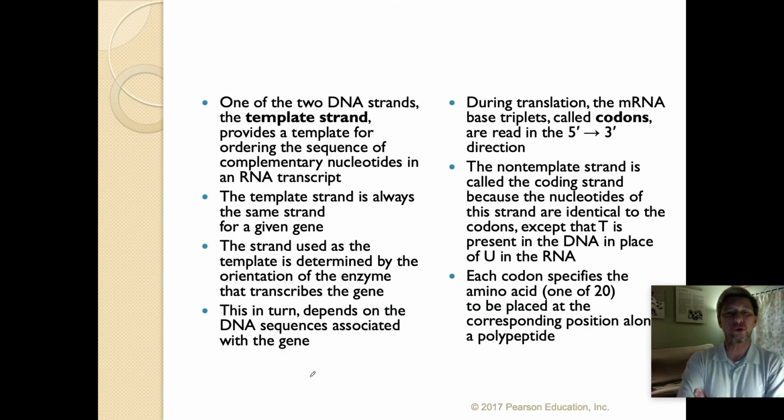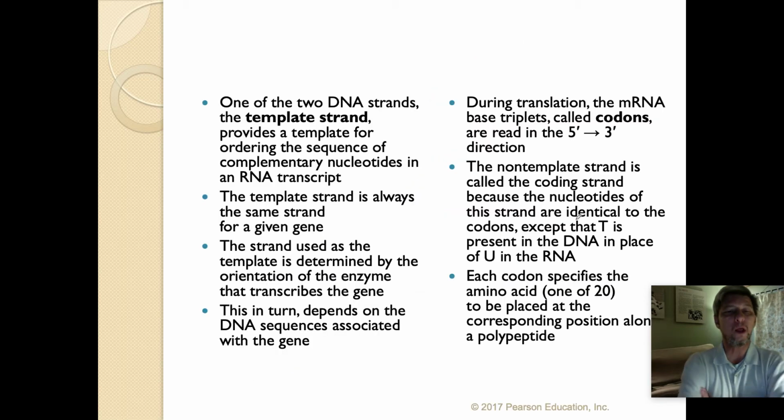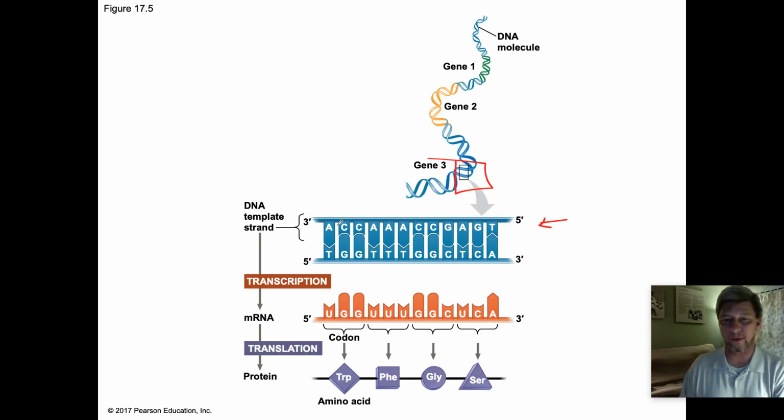So there are 2 strands of DNA, obviously, and we ignored one of them. The one that is being used for the ordering of the nucleotides is called the template strand, okay? And that's the one that is responsible for production of the mRNA transcript, all right? In this case, it would be the one that I've drawn the arrow next to, the top one. The template strand is always the same strand for a given gene, and it's determined by the orientation of the enzymes that transcribe the genes. All right, and this always goes from 5' to 3'. Look at it again, 5' to 3'.